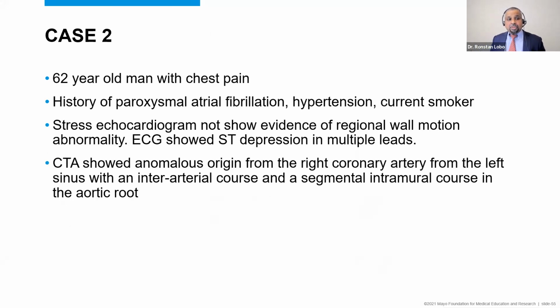Case number 2, coming back to the 62-year-old man with chest pain. Stress echocardiogram showed no evidence of regional wall motion abnormality. However, there were ECG changes with some ST depression in multiple leads. The CTA showed the anomalous origin of the right coronary artery from the left with an interarterial course, just like our first case, but also a segmental intramural course in the aortic root.